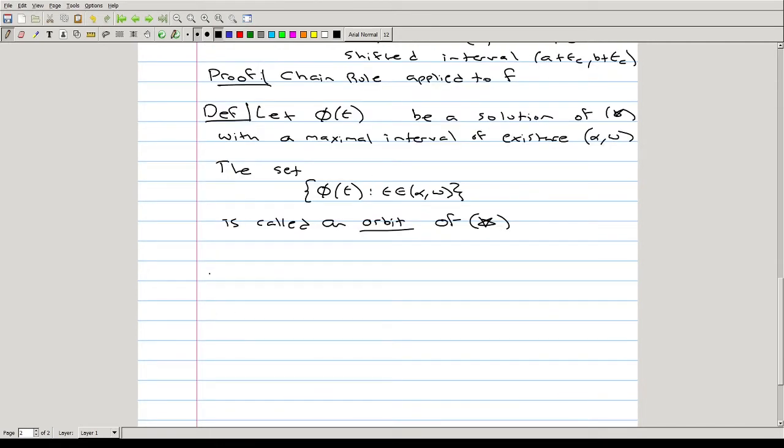And it's important to note that in general, an autonomous ODE will have multiple orbits.